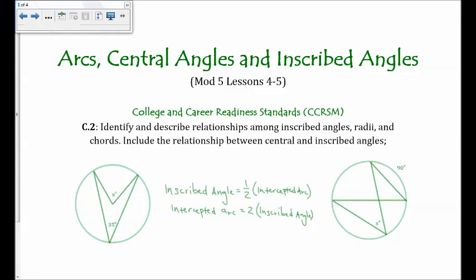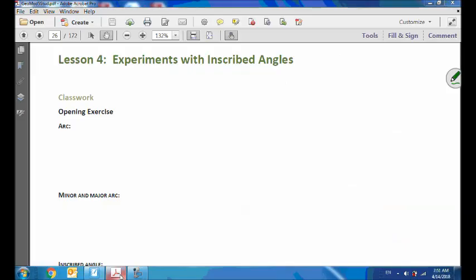All right, now we'll go to the beginning of Module 5 and start a lesson about arcs, central angles, and inscribed angles. And we are hitting part of CCSS standard C2, talking about inscribed angles, radii, chords, and specifically the relationship between central angles and inscribed angles. Let's get started. Lesson 4 starts off with some definitions, and I want to start here.